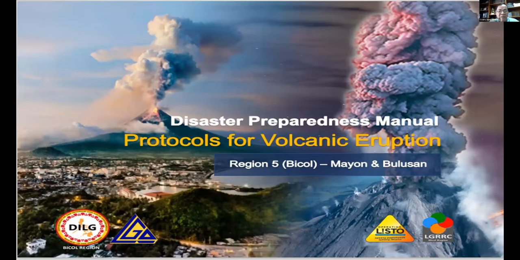Yes, okay. Anyway, so talking about preparedness manual and protocol for Mayon and Bulusan, we are lucky to know about the critical associated hazards of the volcano so that we will be able to determine which one will be our priority in the event of emergency and what will be our trigger in order to take off or in order to send off our team and then proceed with the actions right after getting that trigger.